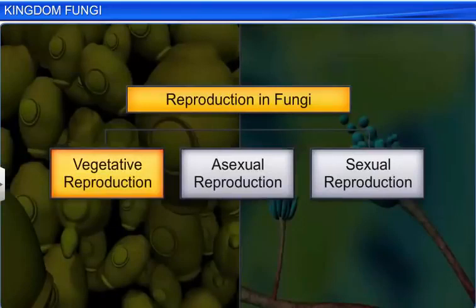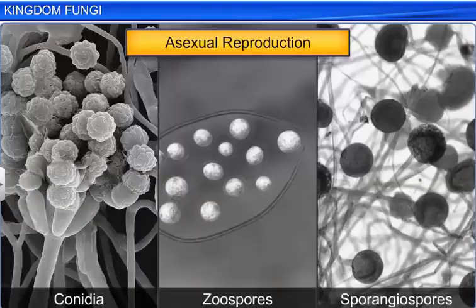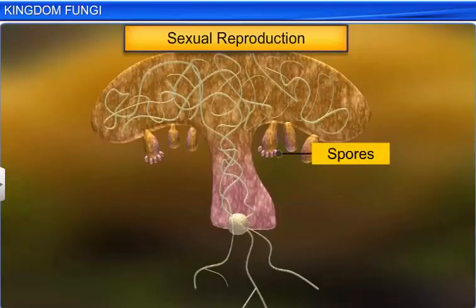Fungi can reproduce vegetatively, asexually, as well as sexually. Fungi reproduce vegetatively by fragmentation, fission, and budding. They can reproduce asexually by either one of the following spores: conidia, zoospores, or sporangiospores. They also reproduce sexually by either oospores, ascospores, or basidiospores. All these spores are produced in structures called fruiting bodies.